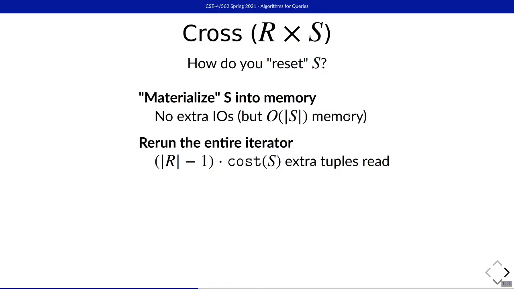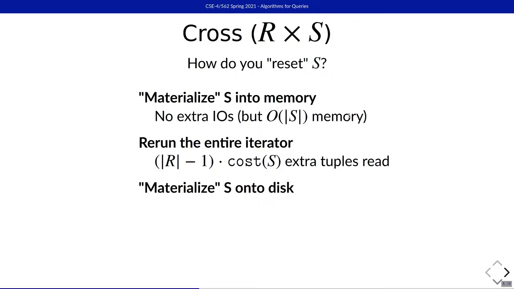So rerunning the entire iterator is going to add, we're already paying for the first run through S. We're going to add one extra run for every tuple in R, except for that first one that we've already paid for.